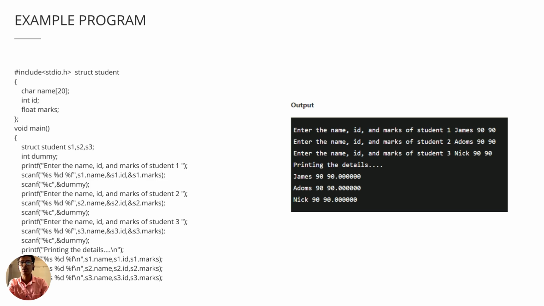As we can see here, the output shows the name, ID, and marks of student one. Next, how many students? Here I have selected only 3 students, so I have got data for only 3 students.